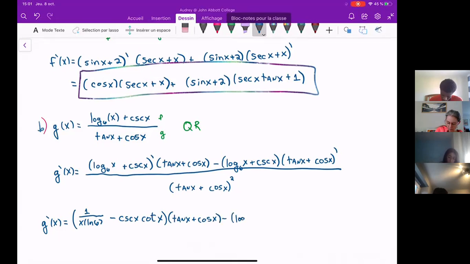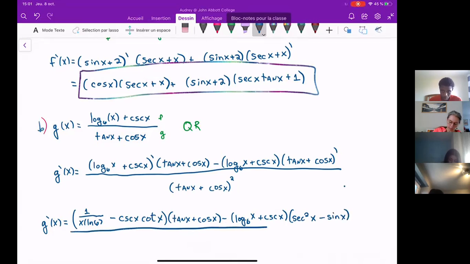minus the top times the derivative of the bottom. Again, we can use our whispering to ourselves. Psst. The derivative of tangent is secant squared. And the derivative of cosine is just negative sine. So again, these are things that you guys need to get on memorizing. And that's your final answer.